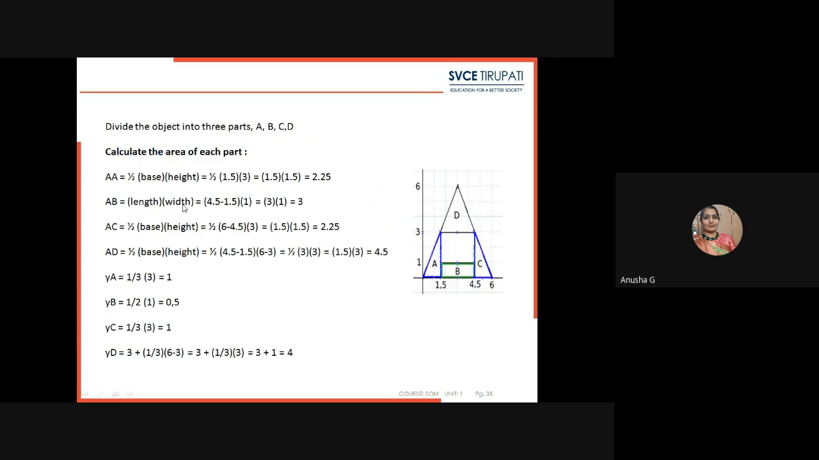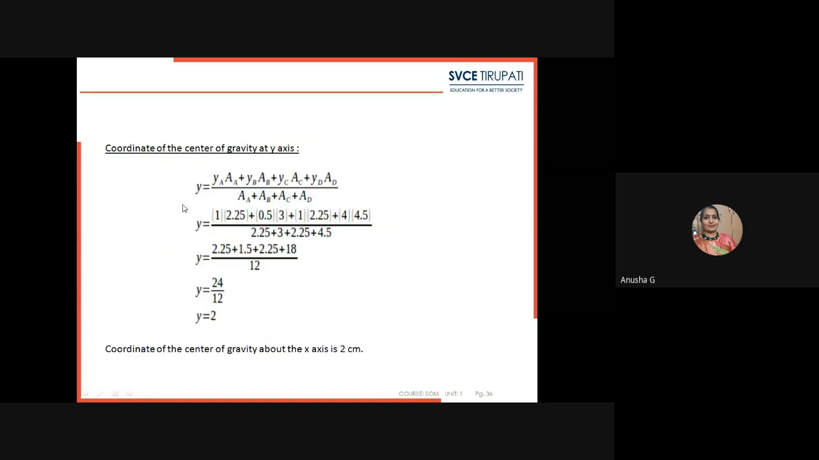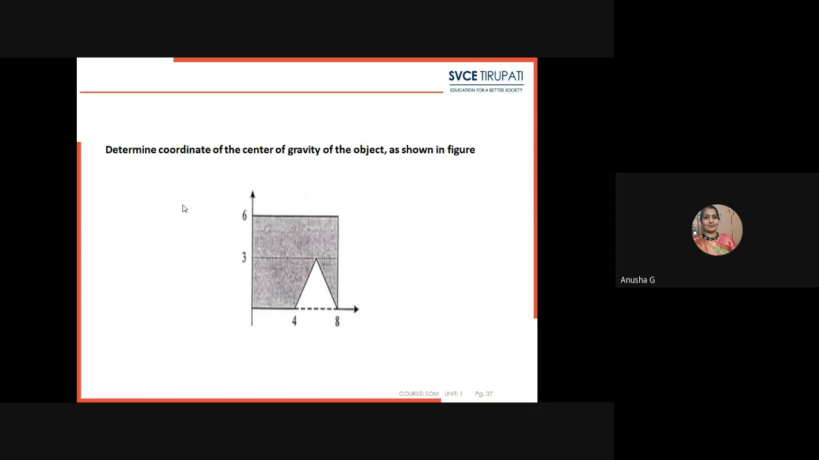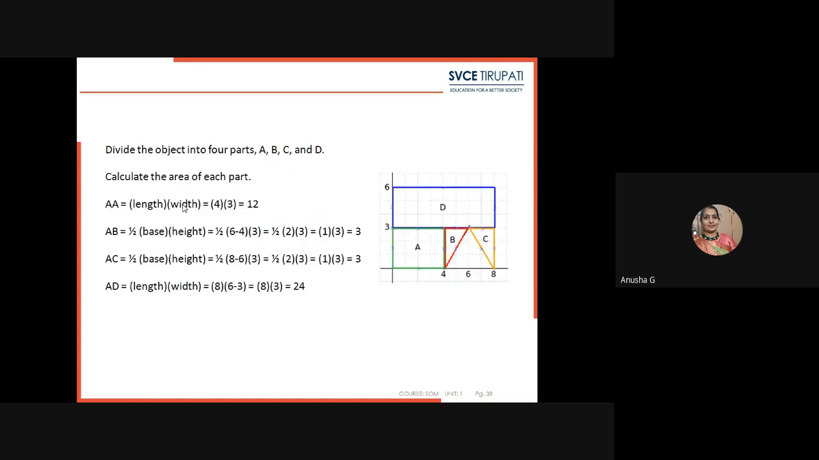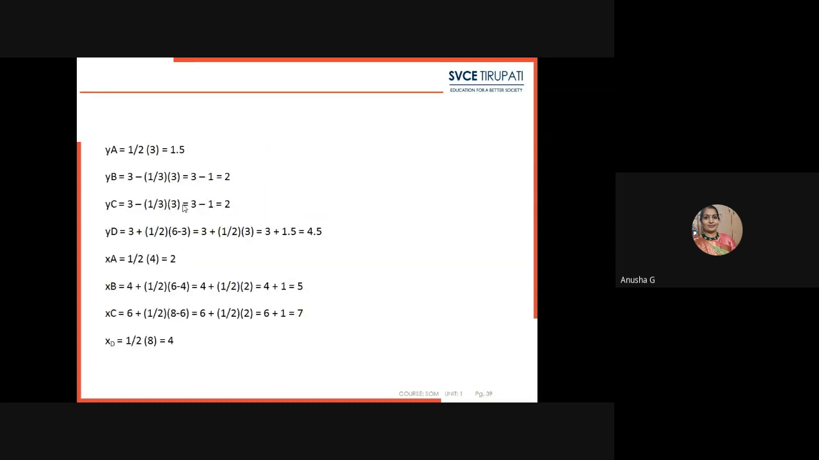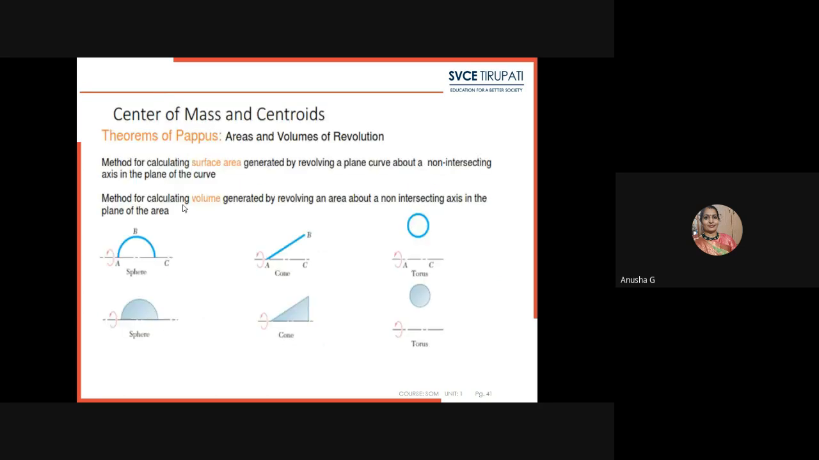Here you can observe this one. We had to observe y will be 2. Similarly, different problems have to be done for your GATE exam with different shapes.